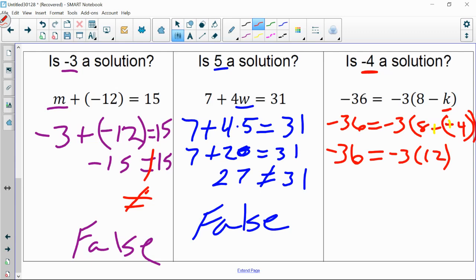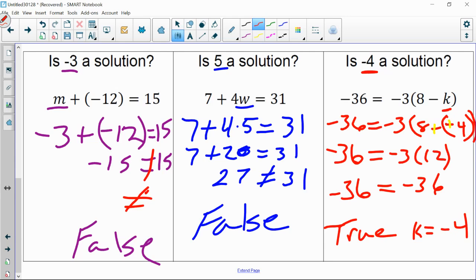Okay, so then our only job now is to multiply -3 and +12, and that actually makes a -36. So would we say this is true? Is -36 equal to -36? True. Okay, we know K is equal to -4.